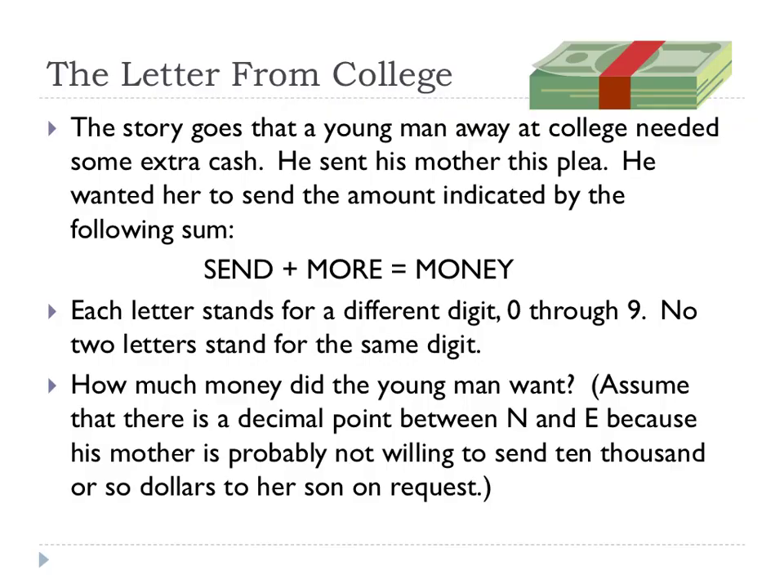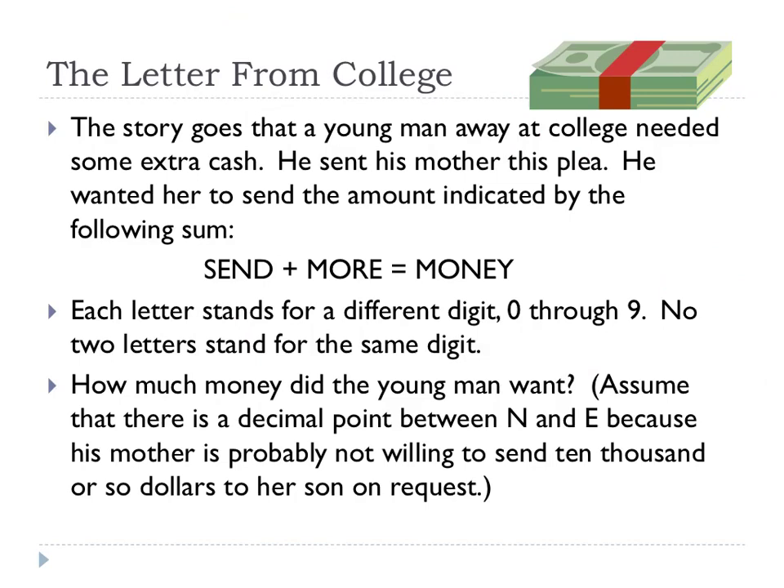The next problem is called The Letter from College, and this is how it goes. The story goes that a young man away at college needed some extra cash. He sent his mother this plea. He wanted her to send the amount indicated by the following sum. Send plus more equals money. Each letter stands for a different digit, 0 through 9. No two letters stand for the same digit. How much money did the young man want? Assume that there's a decimal point between the N and the E because his mother is probably not willing to send $10,000 or so to her son on request.